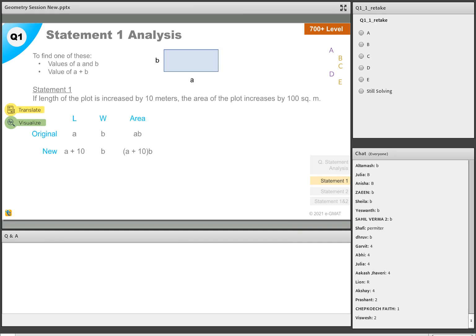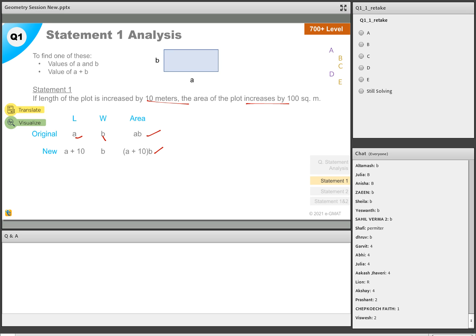So the length of the plot, if that's increased by 10 meters, the area increases by 100 square meters. So let's assume that the length is equal to a, the width is equal to b, which tells me that the area would be equal to a times b. Now, if the length is increased by 10 meters, it would become a plus 10, and the width remains the same, that is b. In that case, what would be the area? It would be equal to (a plus 10) times b.